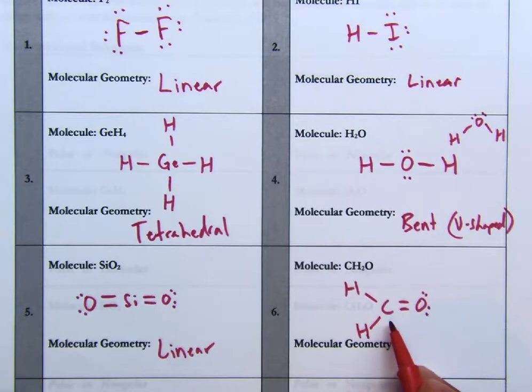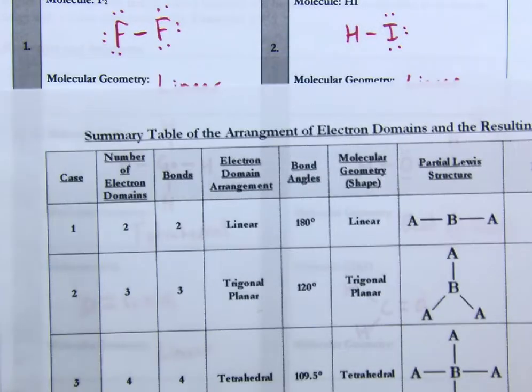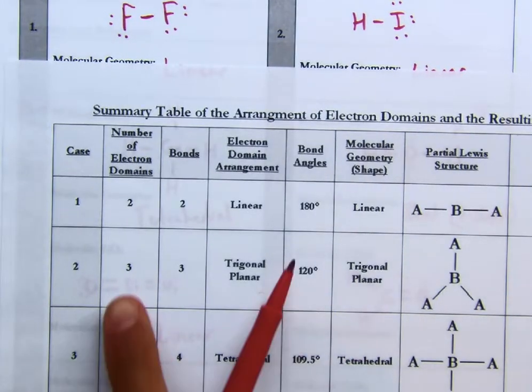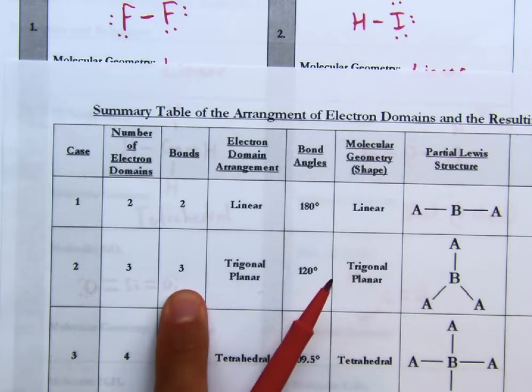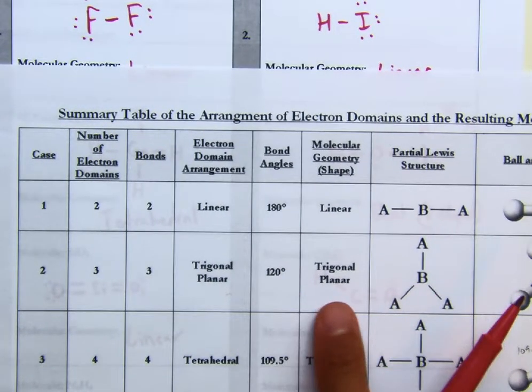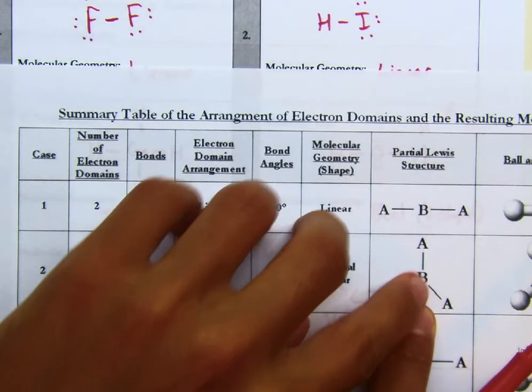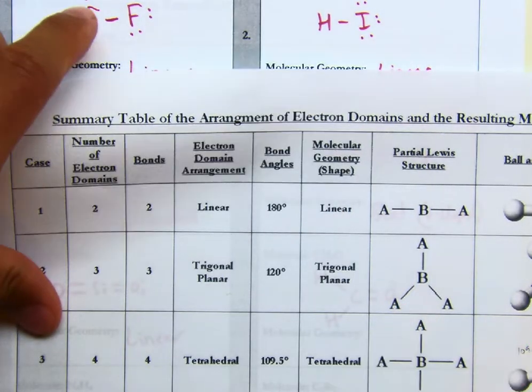Here we have a central atom, and it has 1, 2, 3 domains. All 3 of them are bonding. So we have 3 domains, all 3 are bonding. Going back to our handy dandy chart, number of domains, 3. Number of bonds, 3. They're going to get 120 degrees apart, and that shape is called trigonal planar. And our Lewis structure does look a lot like this. Okay, one of them is a double bond, but that doesn't matter, it's just a domain.